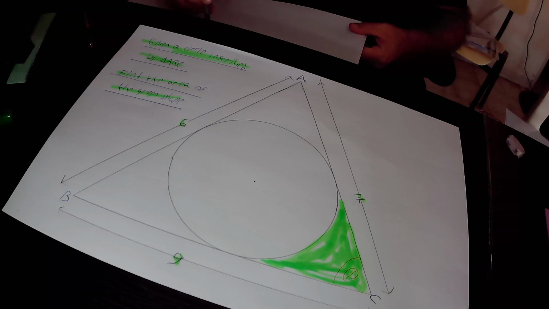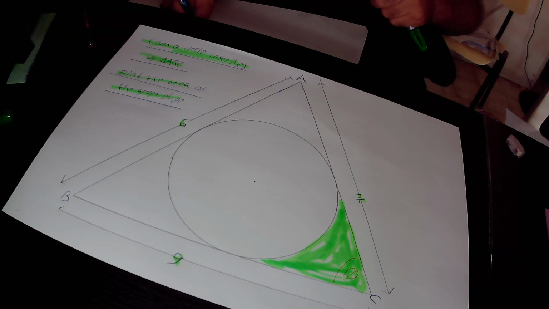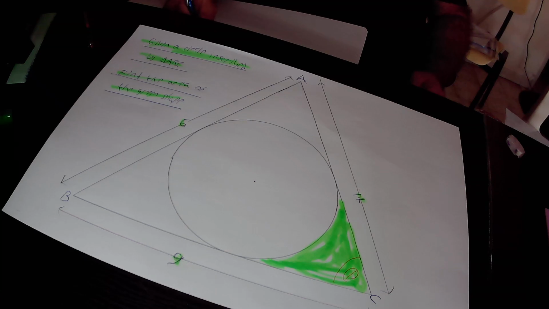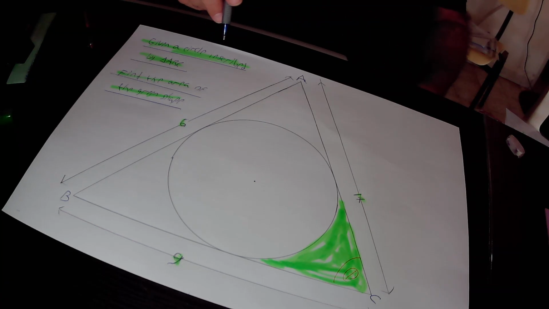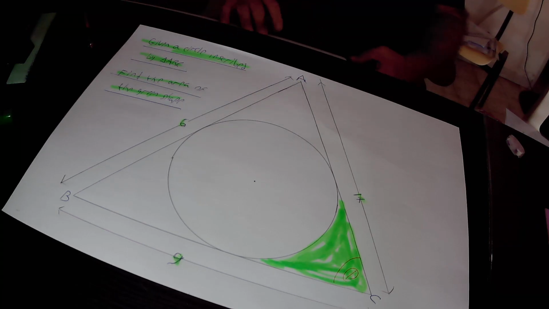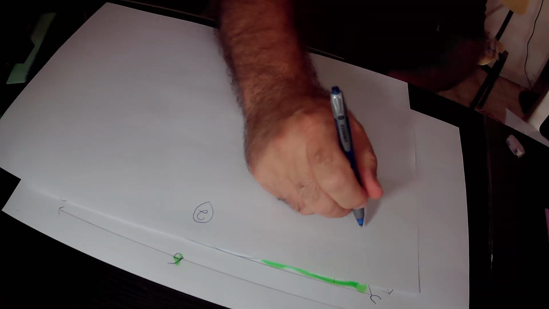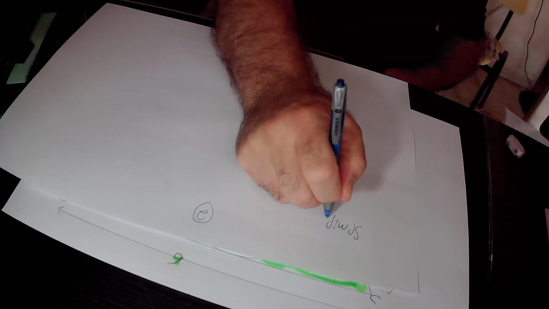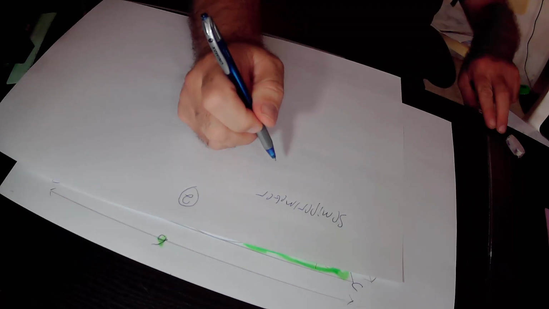In the next step, we find the semi-perimeter of this triangle ABC. The semi-perimeter of any triangle is equal to the perimeter over 2. That is to say, it will be equal to the sum of the three lengths of triangle ABC, that is actually 6 plus 7 plus 9 divided by 2.